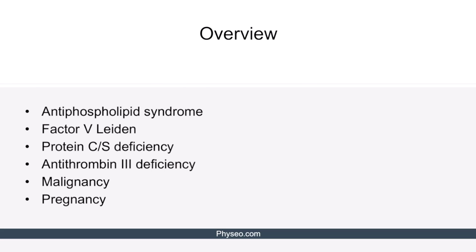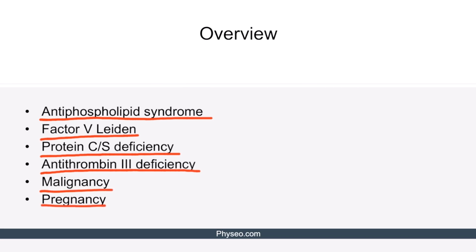In this lecture, we will discuss the prothrombotic disorders. These include antiphospholipid syndrome, factor V Leiden, protein C and S deficiency, antithrombin III deficiency, malignancy, and pregnancy. Let's start with antiphospholipid syndrome.